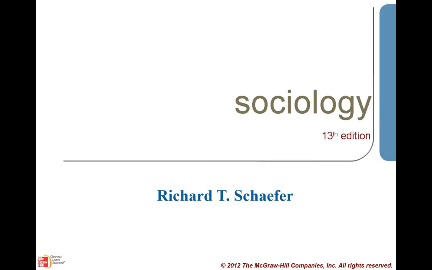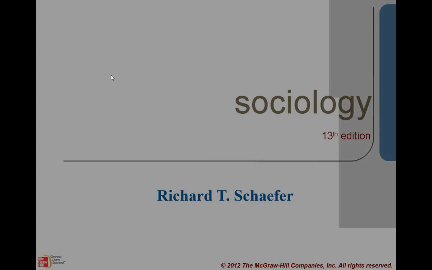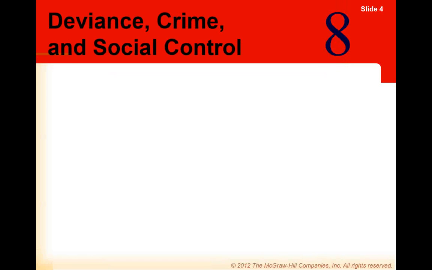SOCI111. If you're listening to this, today we will be covering Chapter 8, which is Deviance, Crime, and Social Control. The issues we're going to be taking a look at: what is deviance? We're going to try and come up with a definition of deviance. What is social control? We'll be defining that and looking at mechanisms of social control. Law and society, examining laws as a form of social control.